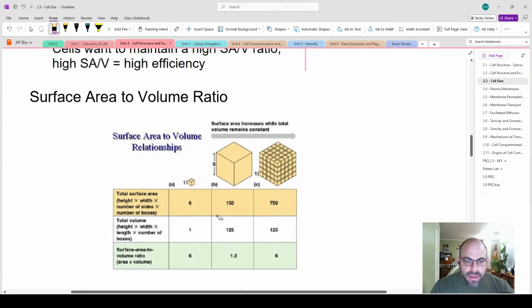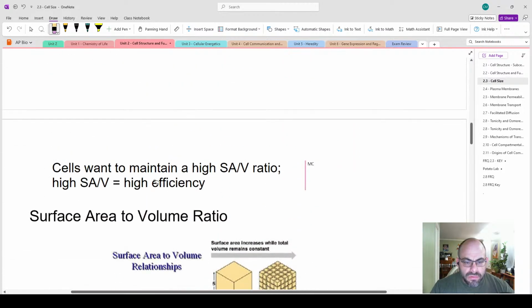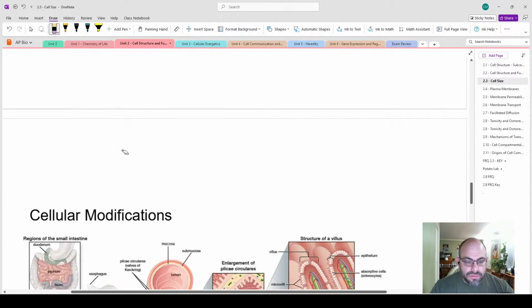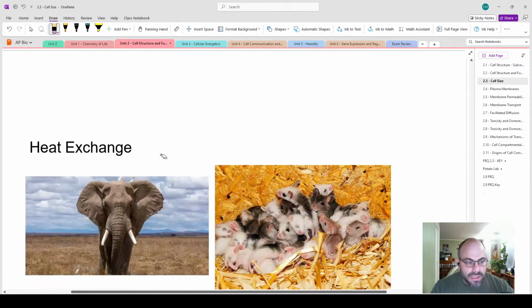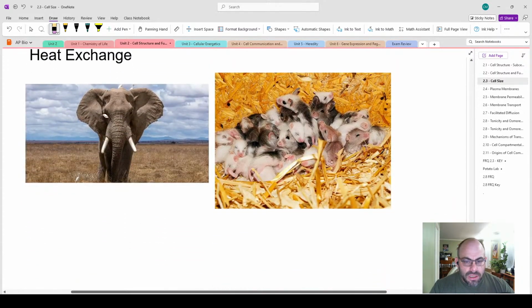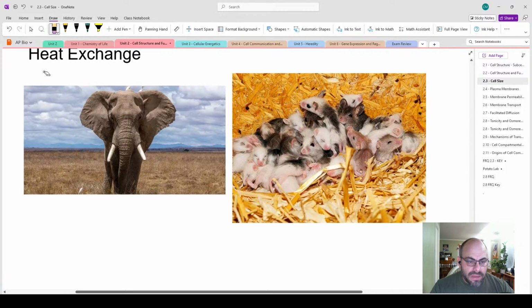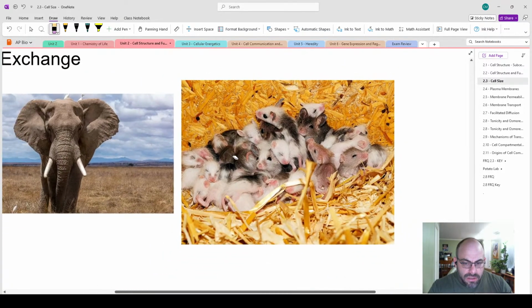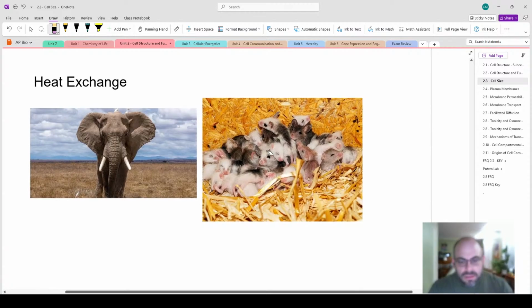Now, how is this going to play out application-wise? Living things are always looking for ways to maximize surface area, or use surface area to their advantage. Like creating lots of root hairs, or creating lots of surface area in the small intestine, or animals using that in order to cool off. Remember, elephants have tons of cells, and so they increase their surface area because their volume is too big, whereas mice don't have as many cells, and they lose heat really quickly, and so they decrease their surface area to volume ratio by balling up like this, to stay warm.